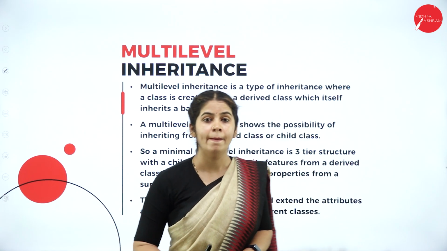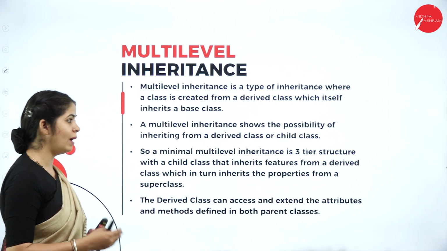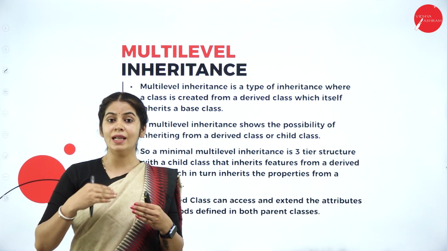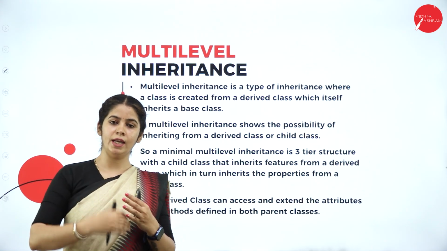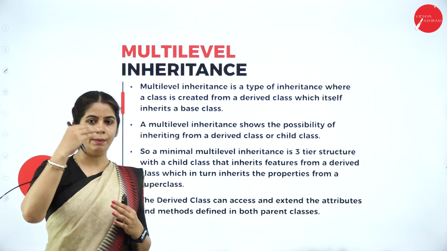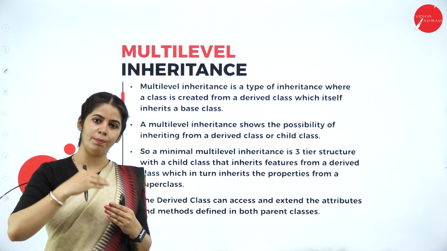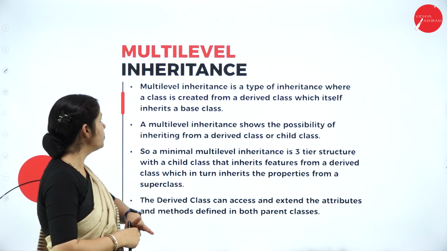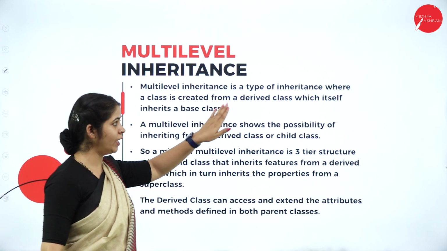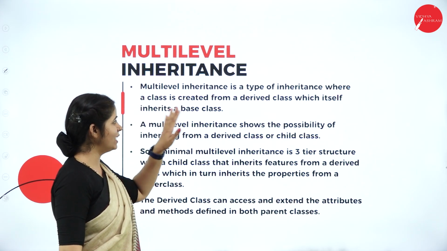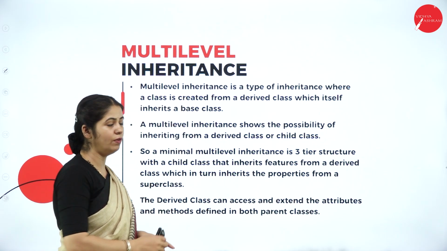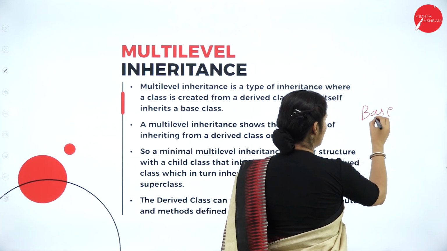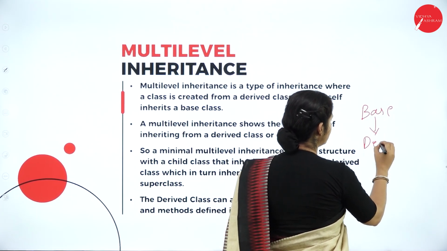Next, multi-level inheritance. What do you mean by multi-level inheritance? As already told you, it will have different levels of inheritance, like inheriting the qualities of your grandparent to your parent, and from the parent to the child. That is multi-level inheritance. Multi-level inheritance is a type of inheritance where a class is created from a derived class. When we have a base class, from the base class we are getting the derived class.